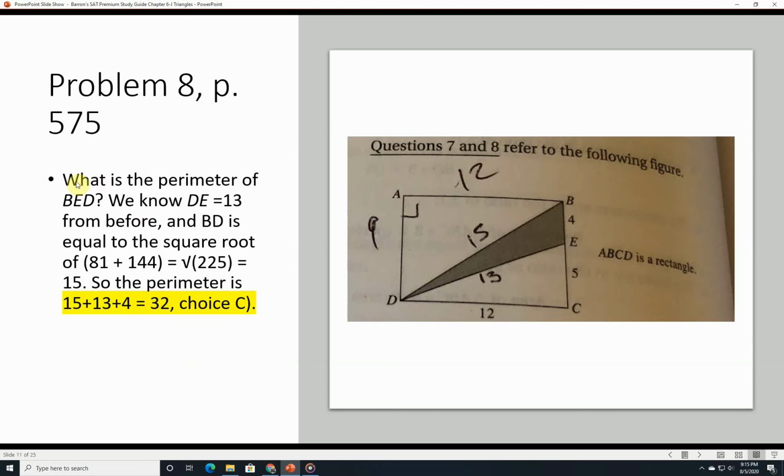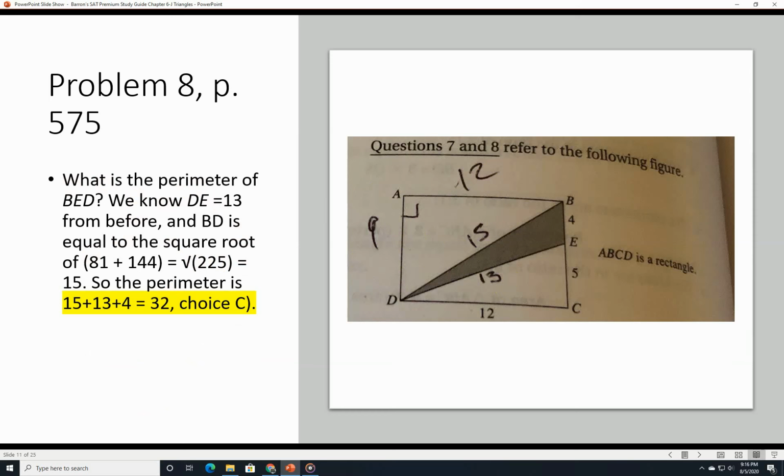Problem 8, page 575. What is the perimeter of BED? Well, okay, again, we can use the Pythagorean theorem. 9 squared is 81, 12 squared is 144. Add them together, you get 225. Square root of 225 is 15. If it's on the calculator section, you can just figure that out using your calculator.